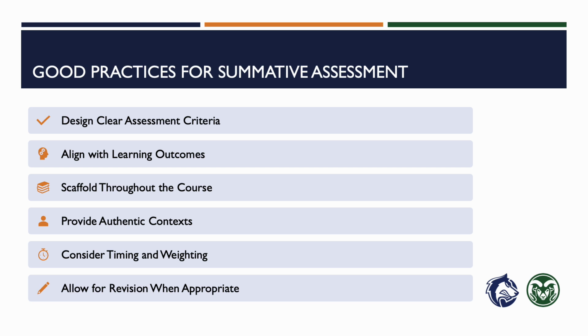Align your summative assessments with your learning outcomes. Ensure that your assignments directly assess the specific skills and knowledge you've outlined in your course outcomes. Scaffold throughout the course. Structure your assignments to build complexity progressively. Early assignments should prepare students for more challenging final projects, creating a logical sequence that supports learning. Provide authentic context. Design assignments that connect to students' varied interests and backgrounds.